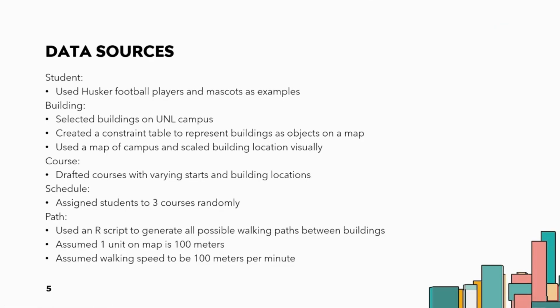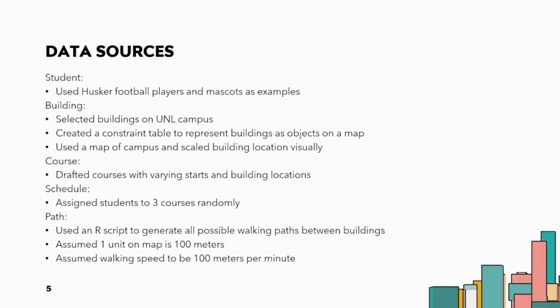My name is Gray, and we'll be going over the data sources in our project. So for student, we used Husker football players and mascots just as examples. And for building, we selected buildings on the UNL campus and created a constraint table to represent the buildings as objects on our map, and then used a map of campus and scaled the building location visually. So just picking points on the XY coordinate plane where those buildings would best be located.